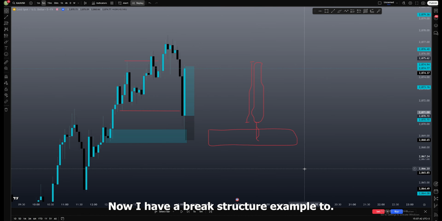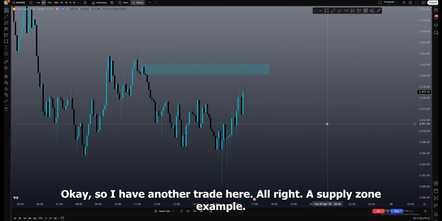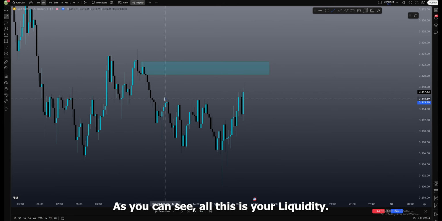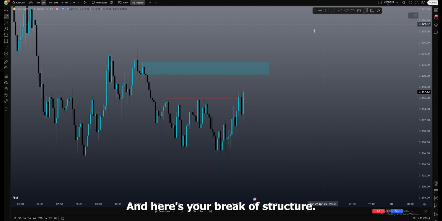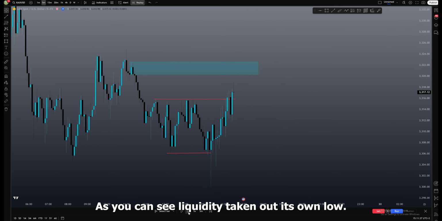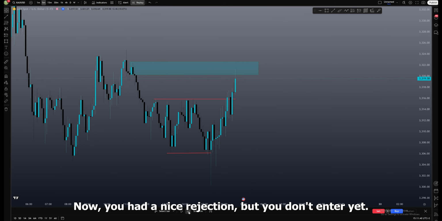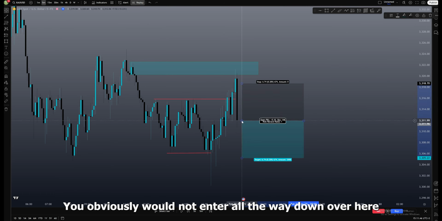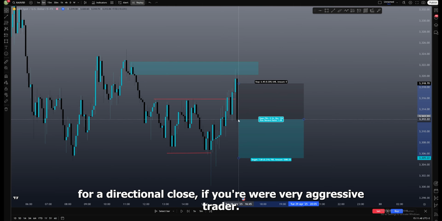Now I have a break of structure example too. I have another trade here, a supply zone example. As you can see, strong push down, creating a supply zone. All this is your liquidity, and here's your break of structure. Liquidity taken out is a low. Now you have the nice rejection, but you don't enter yet. You had a massive candle, so you obviously would not enter all the way down over here for a directional close.